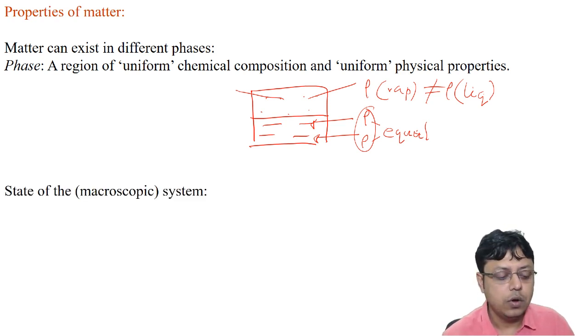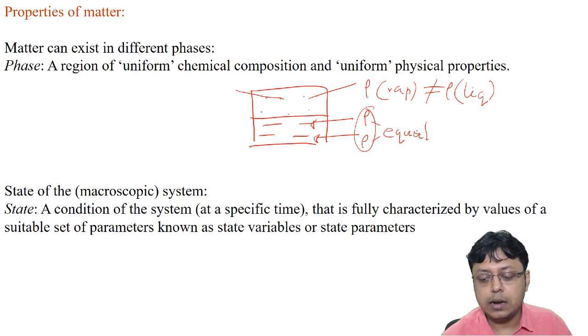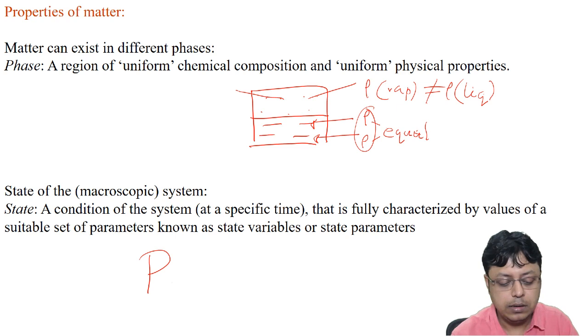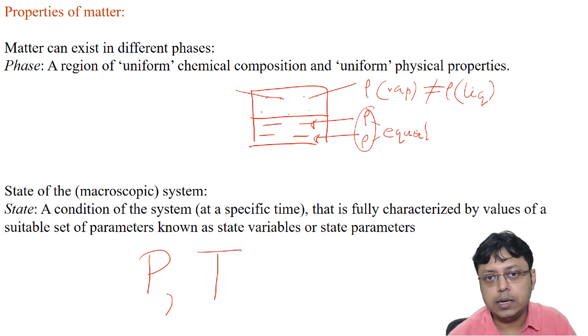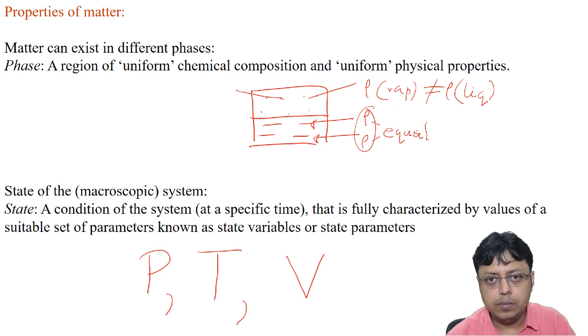Now the next thing is what describes the state of any macroscopic system. By state, we mean a condition of the system at a specific time, of course, because we are talking about time independent properties, that is fully characterized by values of a suitable set of parameters, and these parameters are called state parameters or state variables. Now the common state parameters are pressure, which we denote as P, temperature, which we denote as T. Usually by temperature we mean the absolute temperature, and the volume, which we denote by V. Instead of volume, we'll frequently use molar volume, which is volume of 1 mole, and we'll denote it by V bar. So V bar is nothing but the volume per unit mole, where n is the number of moles.